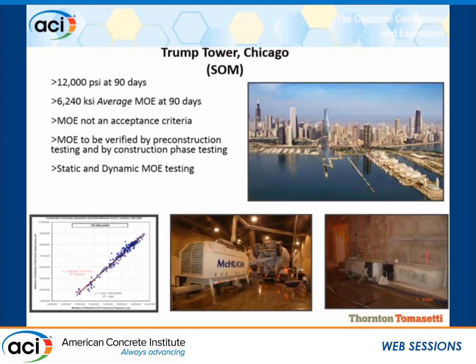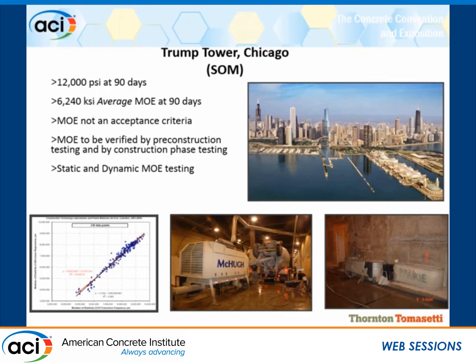And then finally, Trump Tower came along, which was my project. We specified 12,000 PSI concrete at 90 days. After the wind tunnel test, we were actually able to reduce the modulus of elasticity requirement to 6,200. That's exactly 57,000 square root f'c. So as far as I know, this was the first super tall building in the United States where anyone had directly specified a modulus of elasticity value for that project.